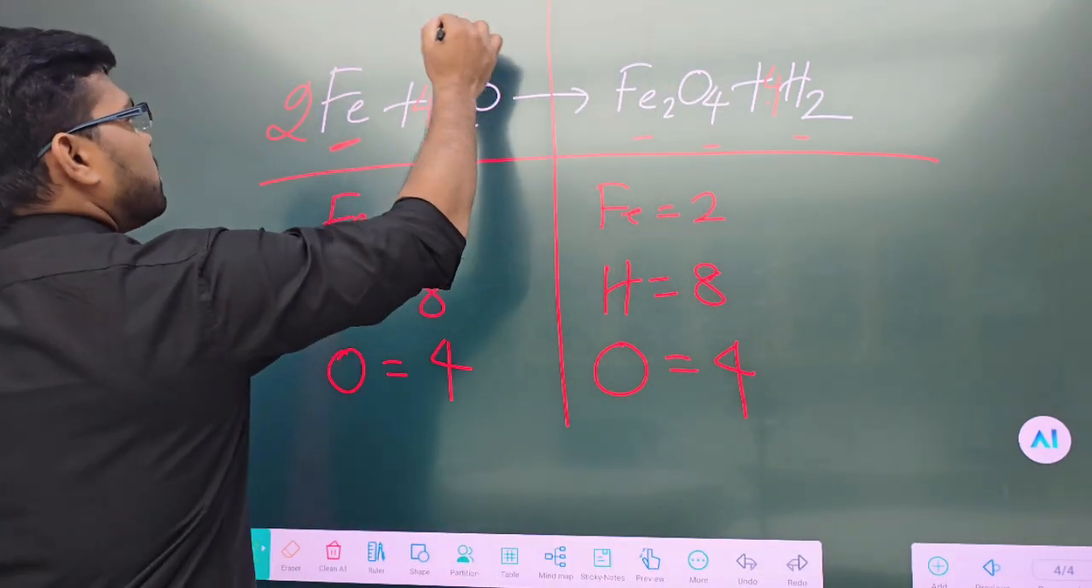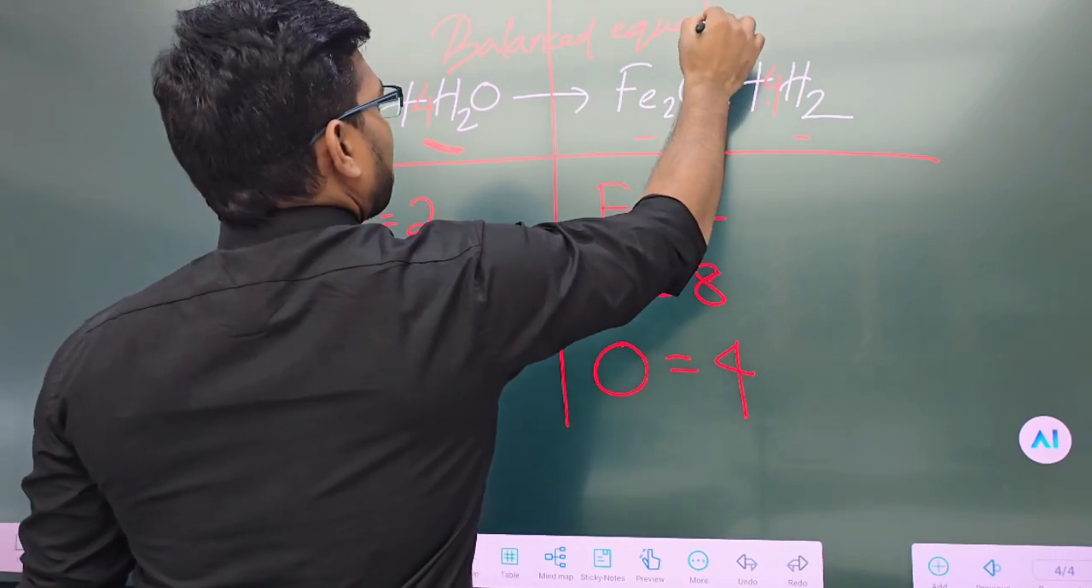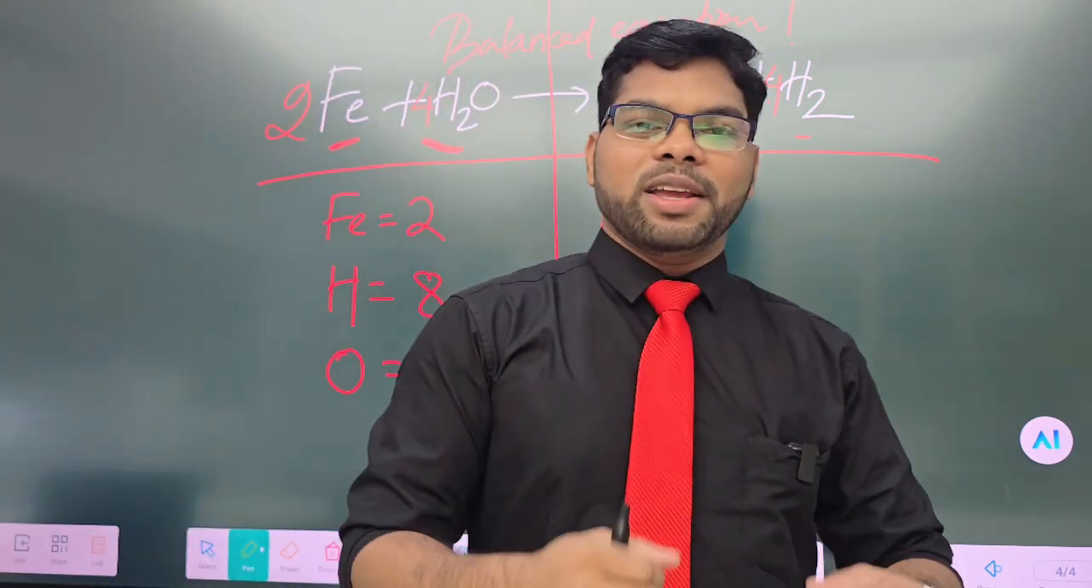So this equation is known as a balanced equation. Okay. This way you can balance chemical reactions.